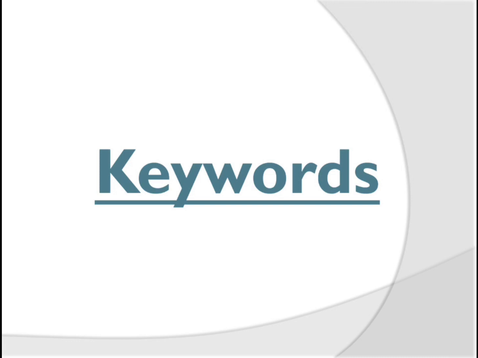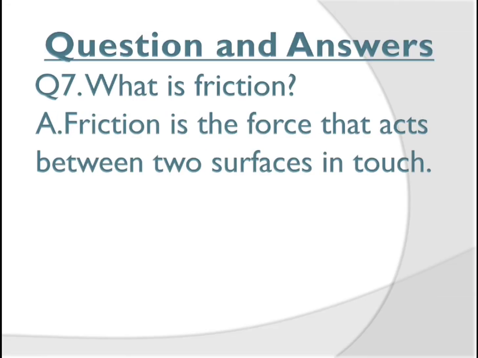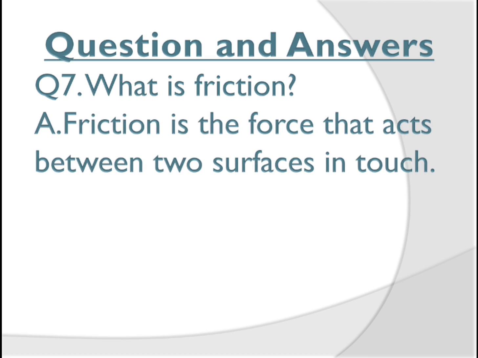Okay children, now coming to your question answers. What is friction? Friction is the force that acts between two surfaces in touch. And also you can include that friction acts opposite to the direction in which the object is moving or trying to move. That point also you can include.